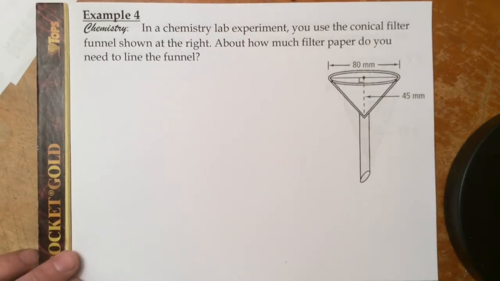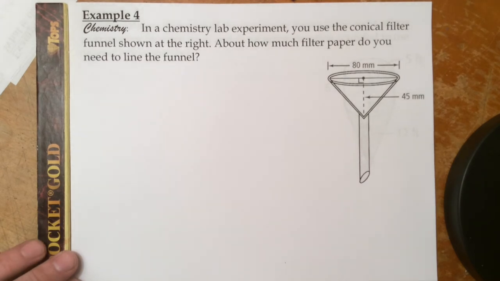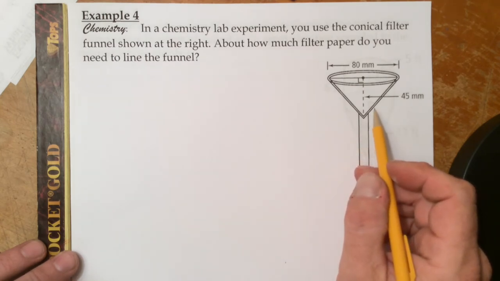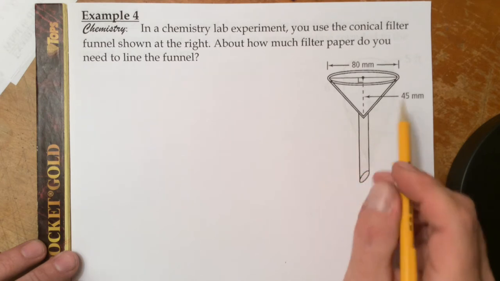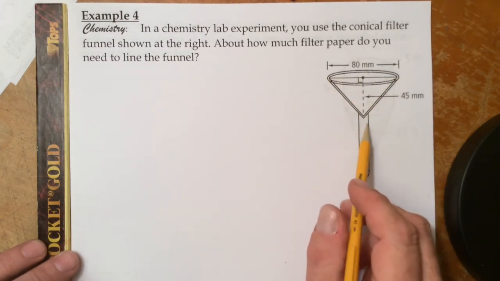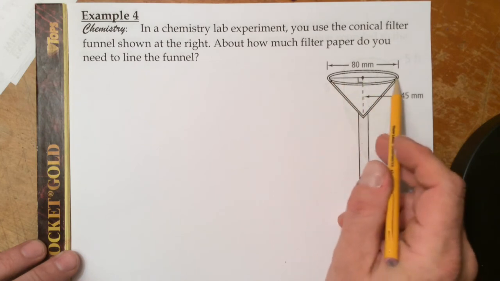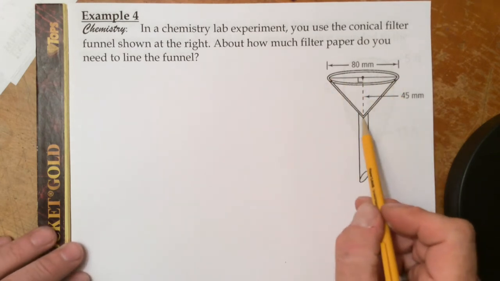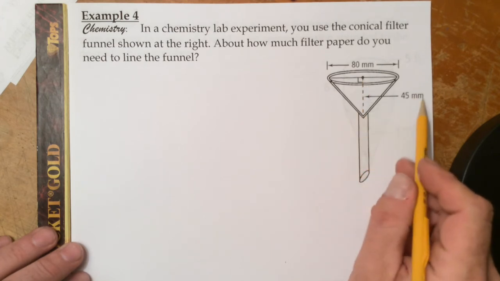Example 4, chemistry. In a chemistry lab experiment, you use the conical filter funnel shown at the right. About how much filter paper do you need to line the funnel? Now the funnel itself is this cone right here. We're given that the diameter of the circular base of the cone is 80 millimeters and the height, the literal height, is 45 millimeters.